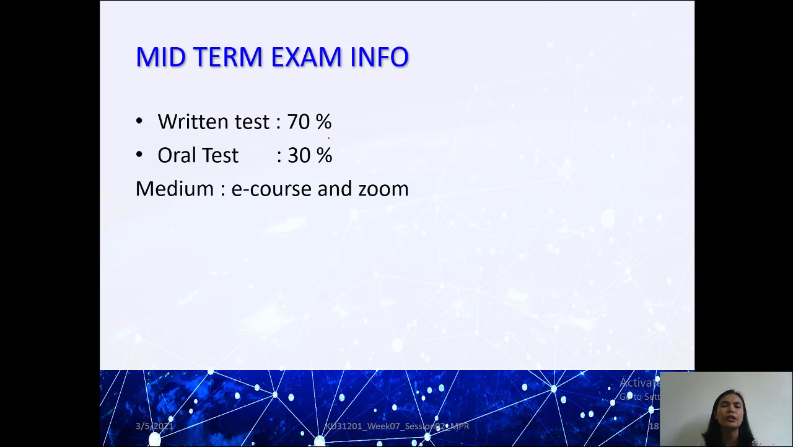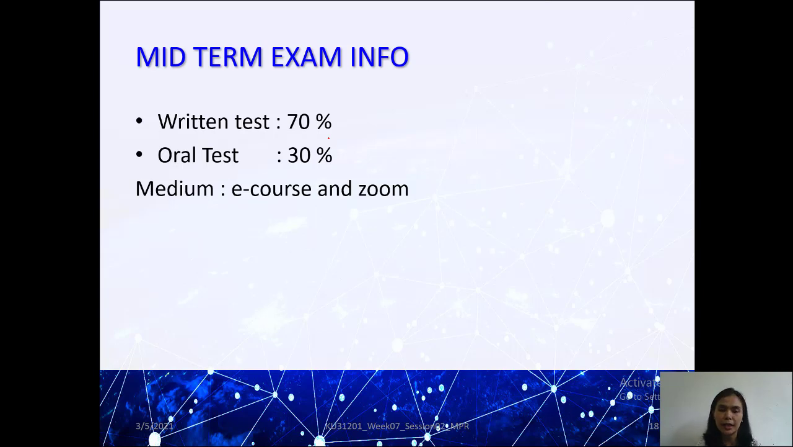Okay, so it's pretty much like making a video, and then later you're going to upload it. I think you cannot upload it directly to eCourse, so upload it to Google Drive, and then copy the link and put it in the eCourse, okay, to make it easier for me to check it later. So that's pretty much the information about your midterm exam.